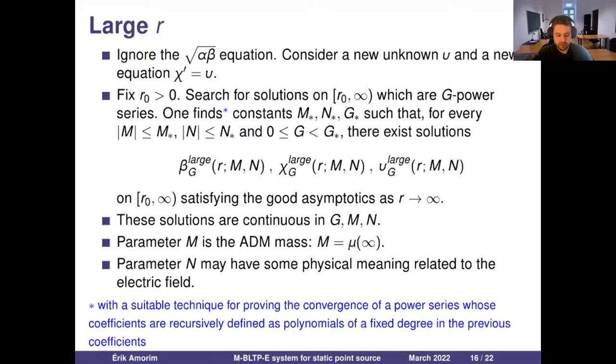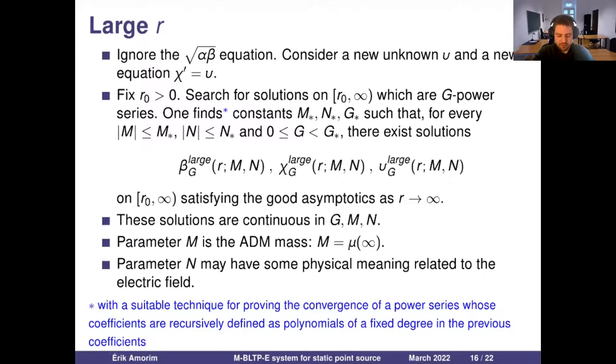And now we can read the asterisk. The way that this is done, this is where all the calculations are. I've found a suitable technique for proving the convergence of a power series whose coefficients are recursively defined as polynomials of the previous coefficients with a fixed degree. This actually appears a lot in systems like this, where in the physics literature, nobody really proves the convergence. There are some easy arguments to say that they must converge for a small enough G, let's say, but this was all quantitative because I needed this quantitative estimate. And this is where all the calculations go, but yeah, you can do this.